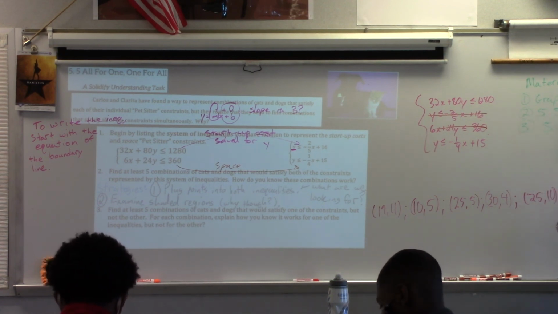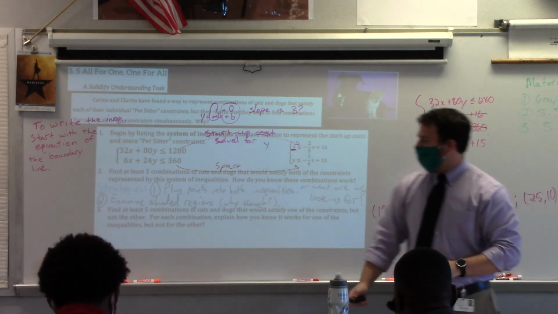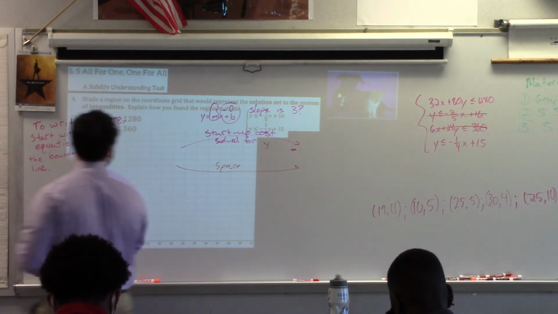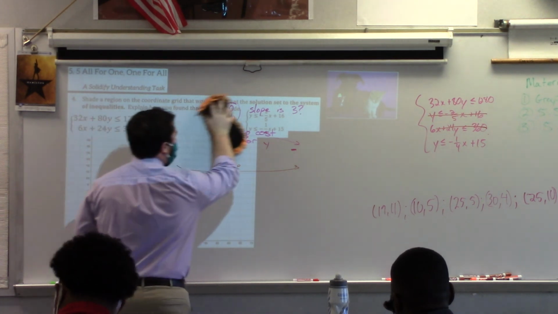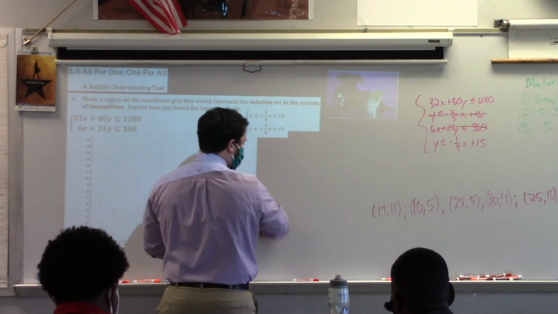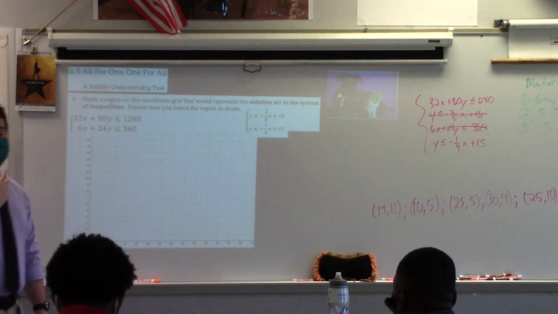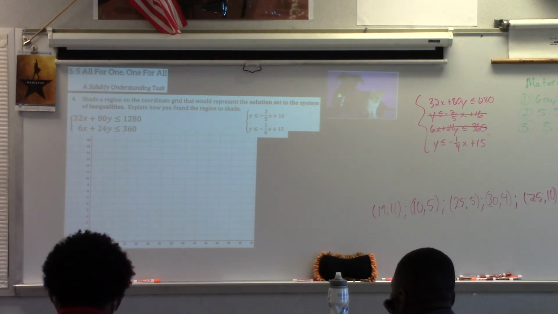So we have a few here to get started. What I need you to do now, and this is what we're working on for the rest of the period, is number 4 here. Shade a region on the coordinate grid that would represent the solution set to the system of inequalities that you found. Now, really quickly, what is the first thing you need to do in order to graph just one inequality? The boundary line, right?